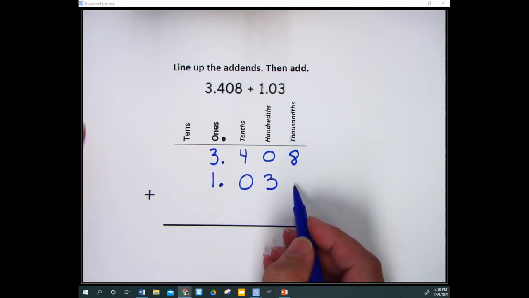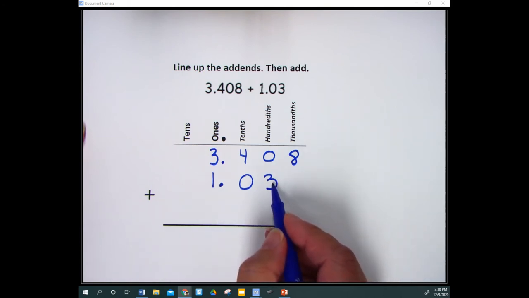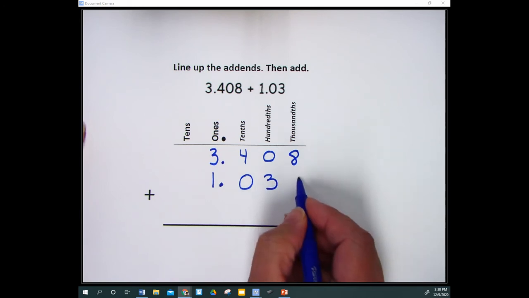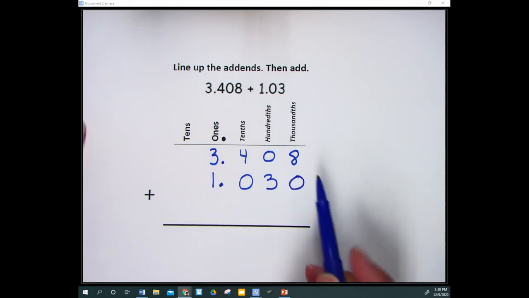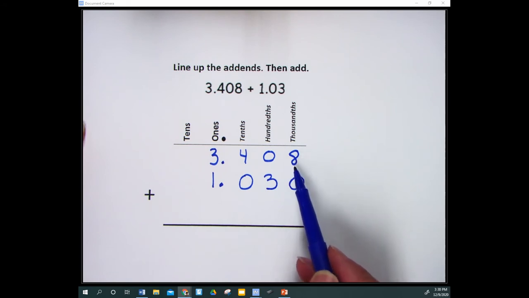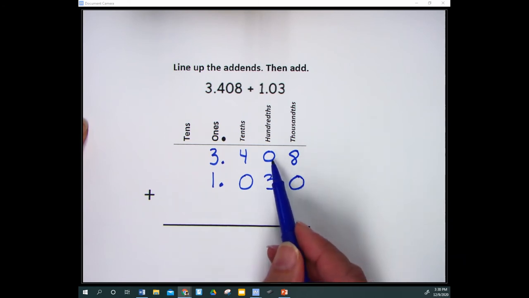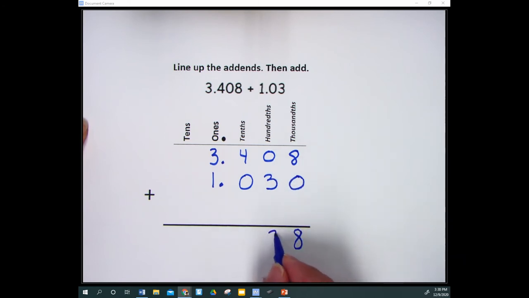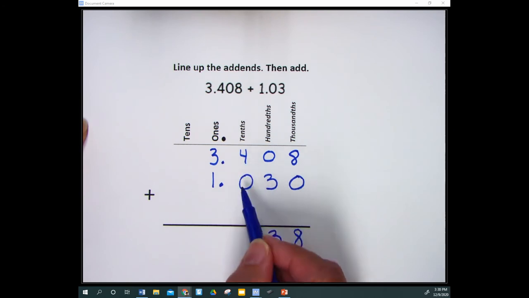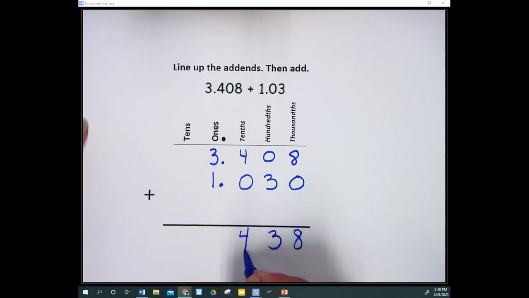Now you can put a 0 to the right of the 3 in the hundredths column on 1 and 3 tenths if you want. I'm going to do that. And now we're ready to add. 8 thousandths plus 0 thousandths would be 8 thousandths. 0 hundredths plus 0 hundredths would be 0 hundredths. 4/10 plus 3/10 would be 7/10. We need our decimal to be straight below where it is in the addends. And then 3 ones plus 1 one would be 4 ones. So my sum is 4 and 408 thousandths.